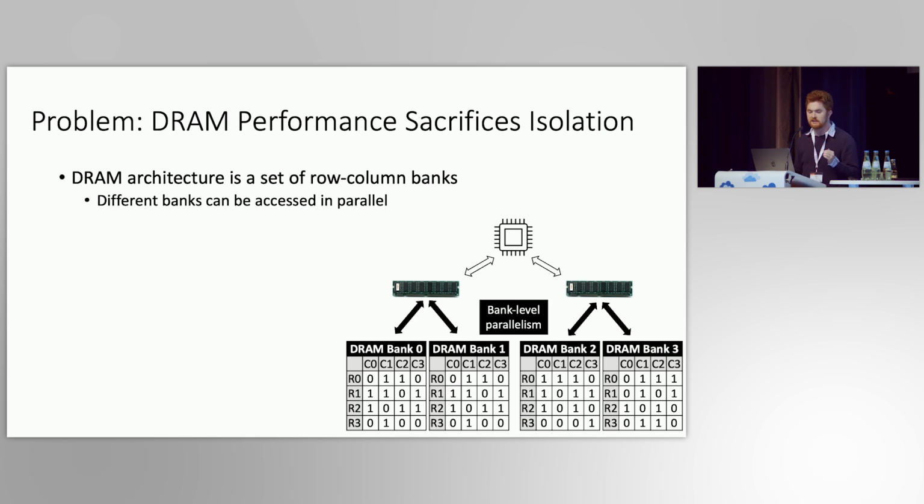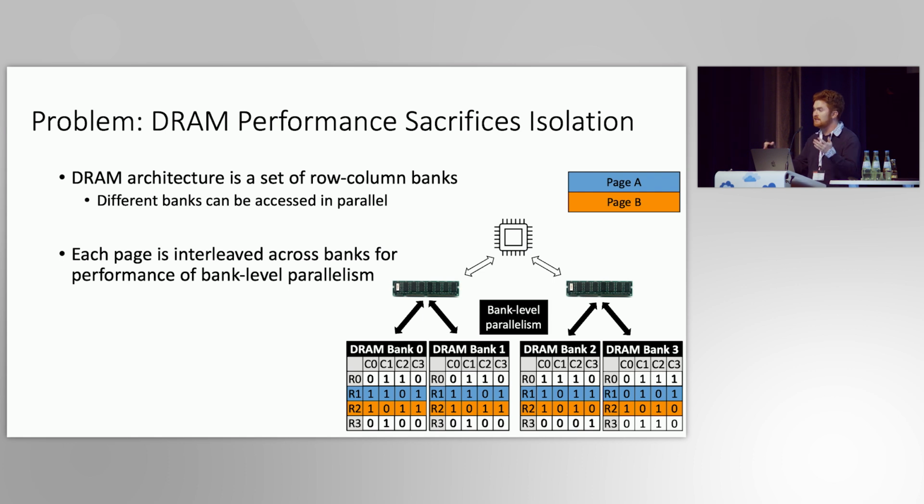And what's crucial here is that different banks can be accessed in parallel. In order to actually reap the benefit of this performance feature, different pages of memory are interleaved, or spread, or you can think of them as split, across different banks of DRAM. We had in the previous talk that workloads can be DRAM bandwidth bound. This is how you get better bandwidth out of your DRAM. You actually split your page across multiple banks such that common access patterns can achieve accesses to bank 0, 1, 2, and 3 in parallel.